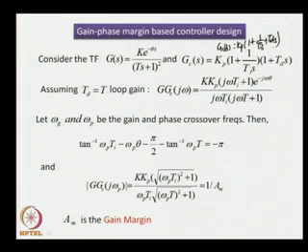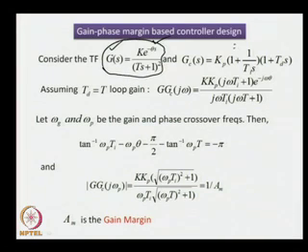Why do we select the series form of PID controller? It has some benefit that we shall see after some time. Now, we shall assume the SISO process to have the transfer function G(s) given in the form of K upon (Ts plus 1) square with a delay given by e to the power minus theta s. So, this gives us a second order transfer function with delay.